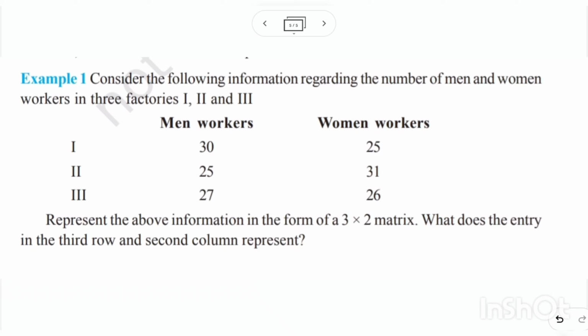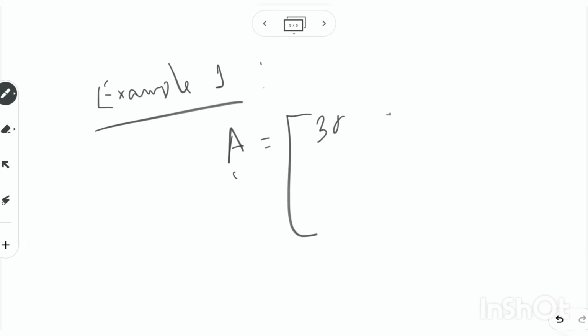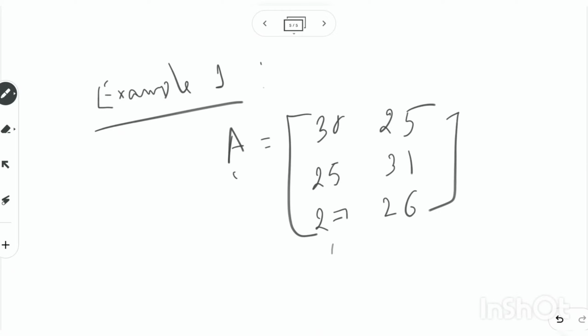So what is the matrix here? Here the matrix is 30 25, 25 31 and then 27 26. So this is men workers and this is women workers, right? And what is the question here?